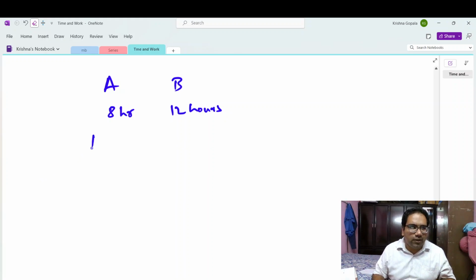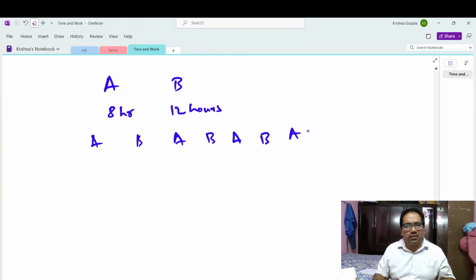Now, A will work for 1 hour and B will work for another 1 hour. Then A will work again. This is A, this is B, this is A, this is B, like this. Again A will work, then again B will work, like this. With this, how long does it take for both of them together to finish the work?